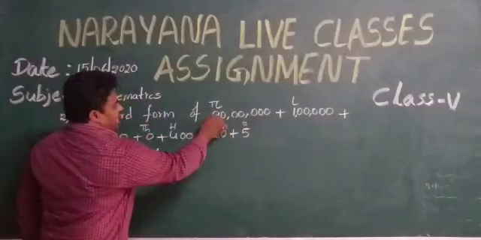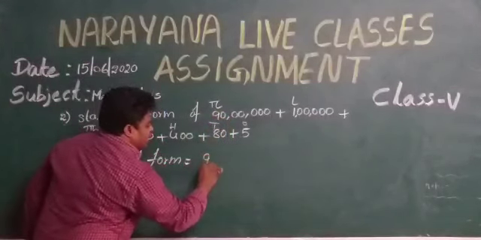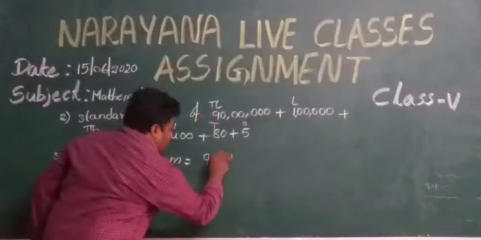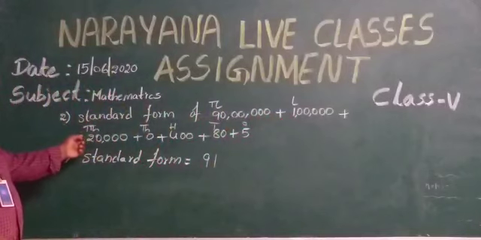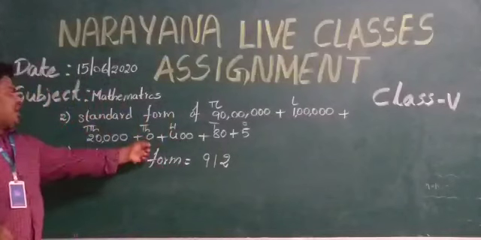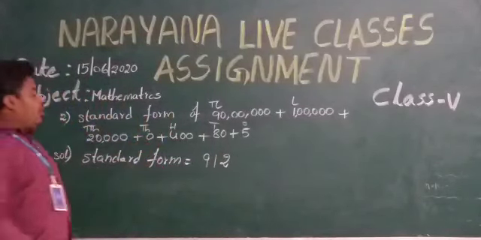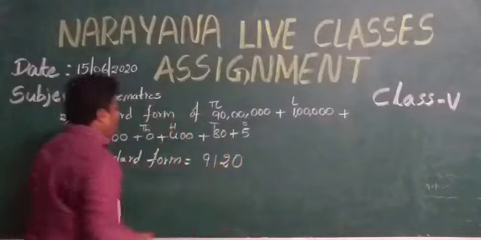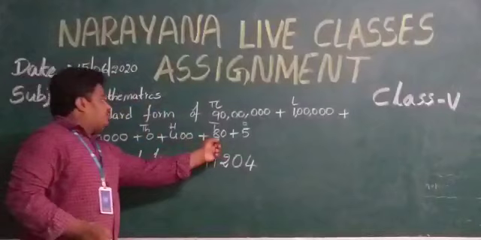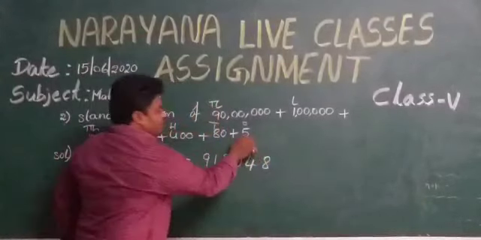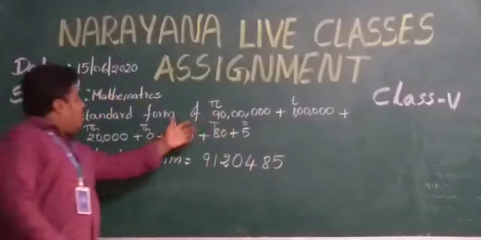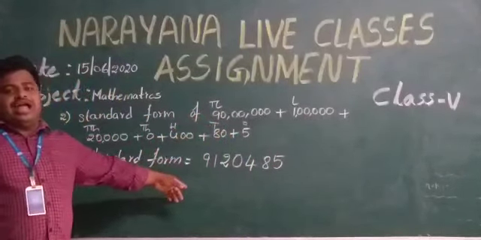So first the 10 lakhs place is there. In the 10 lakhs place, 9. Next in the 1 lakh place, 1. Next in the 10,000s place, 2. In the thousands place we have 0, so I have to write 0 in the thousands place. Next hundreds place 4. Next tens place 8. Next ones place 5. So this is one of the easiest ways to write the expanded form of a number into the standard form.